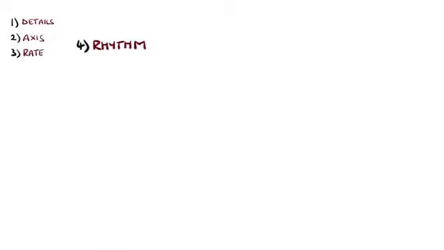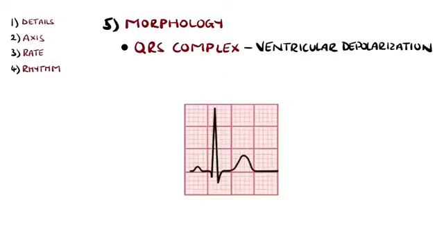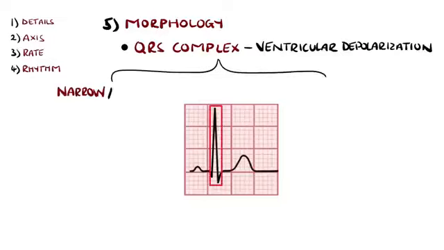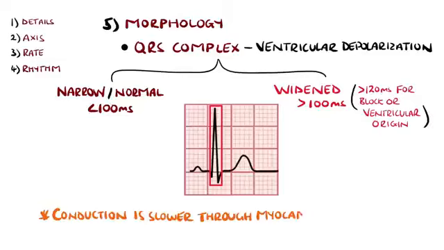Next up is the morphology of the remaining components of the ECG. There is the QRS complex itself, which represents ventricular depolarization and is generally divided into narrow or widened. Normally, the electrical activity moves quickly through the conduction system and goes more slowly through the muscle tissue.